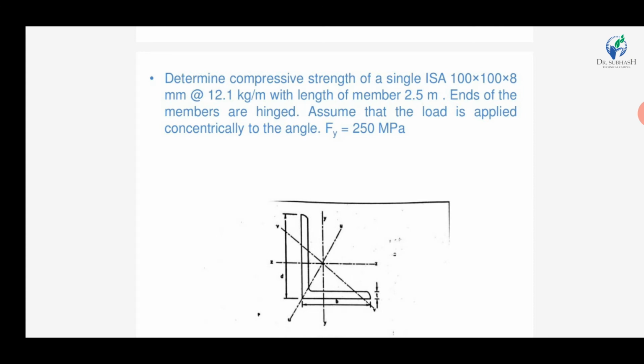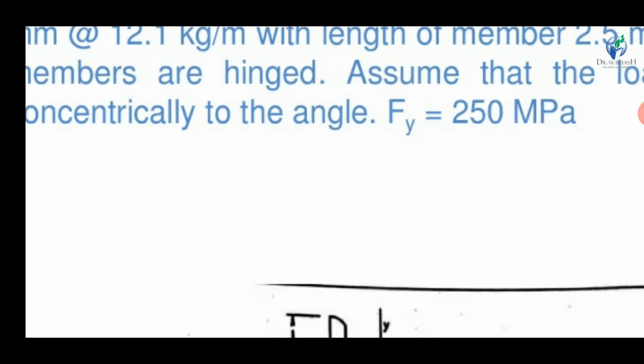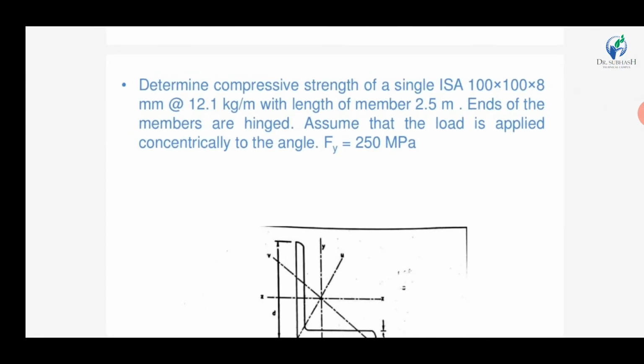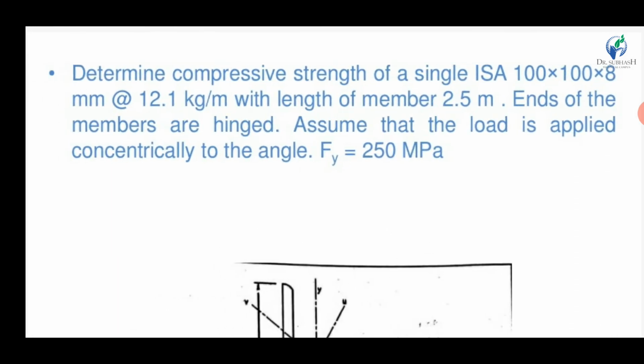Here you find two things in our data. First of all, how can we decide whether the example is analysis or design? In an analysis example, the section is given to you, for example ISA 100 by 100 by 8 mm. It means the section size is already given, so you have to just find Pd, the design compressive strength. So this type of example is called analysis of strut.